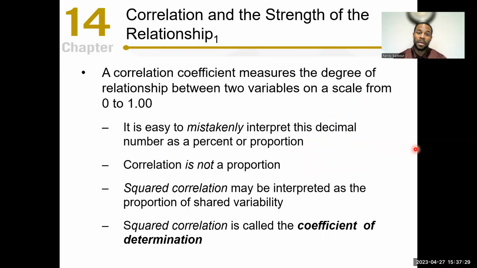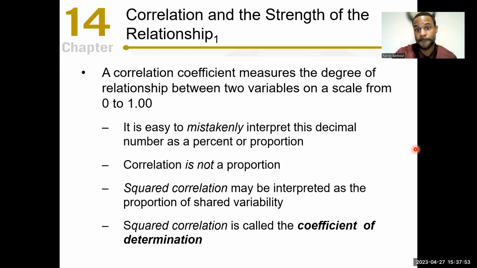Okay. So again, correlation and the strength of the relationship. Correlation is a measure of the degree of the relationship between the two variables. Again, it relies on a scale from 0 to 1, like we talked about. Okay, it is easy to mistake and interpret the decimal number as a percent or a proportion, and it's not, right? It's just a number.